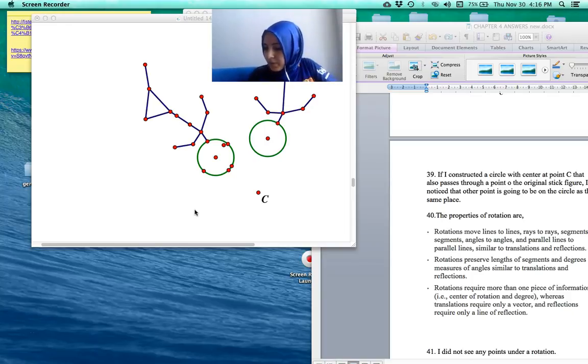Question 41. Are there any fixed points under a rotation? I did not see any points under a rotation. Question 42. To perform a rotation, most DGEs require that you input a particular angle measure. In the earlier exercise, an angle of 60 degrees was used. Describe how this design feature of the technology may influence students' thinking about rotation.